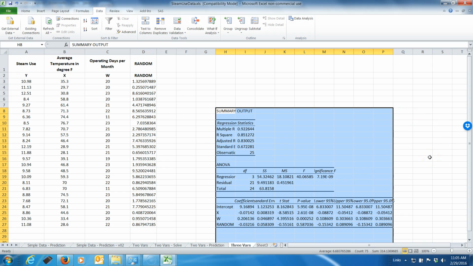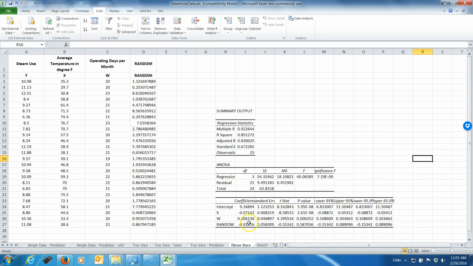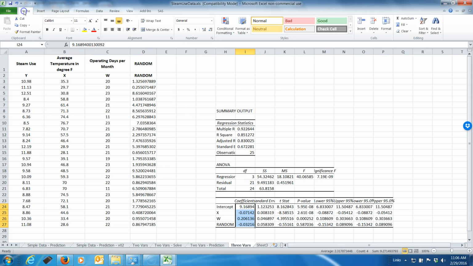Now, let's take a quick look at this, and you see that we have 3 variables in the model. We have the random one, or actually 4 counting the intercept. We have the random variable that we know is not predictive, the w and the x, and this guy right here, which is the intercept. So these are the variables if we wanted to predict how much steam was being used. These would be the variables we would have. But let's take a look first of all at the p-values.